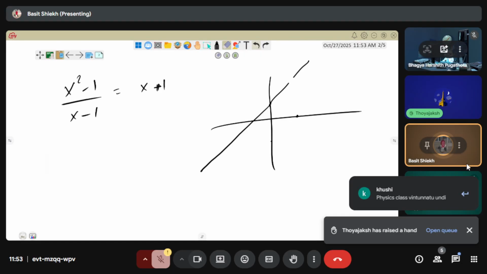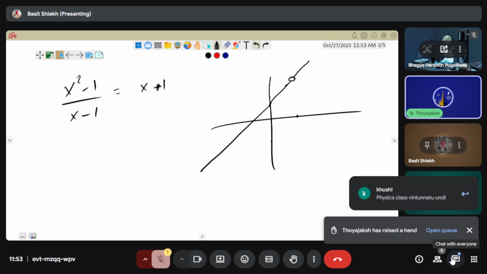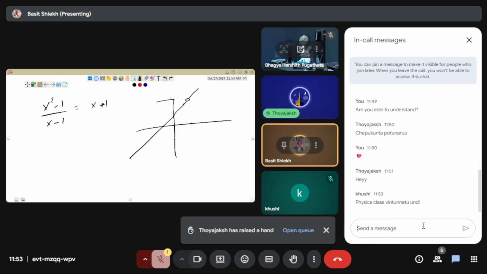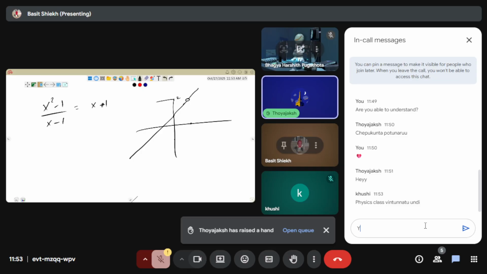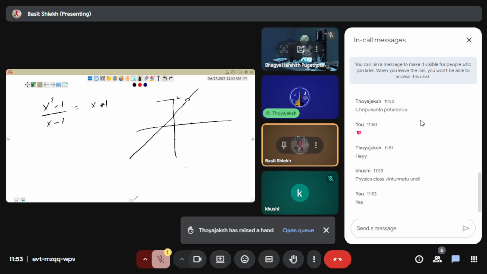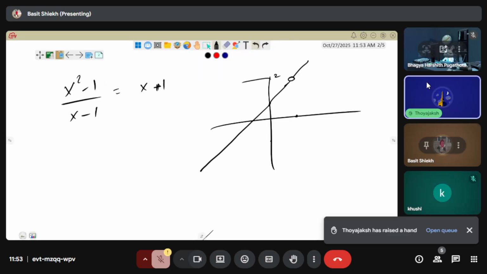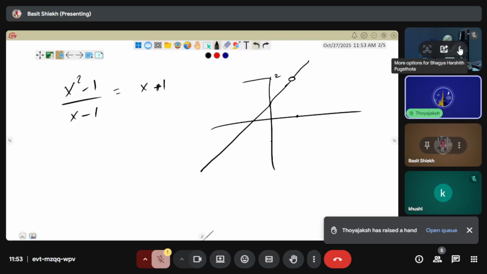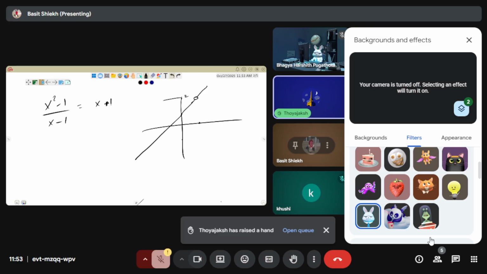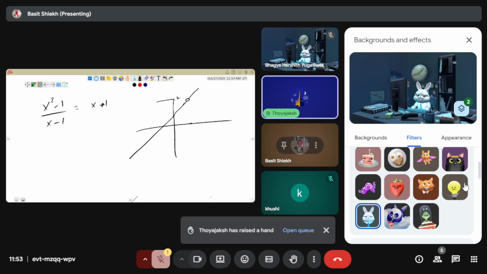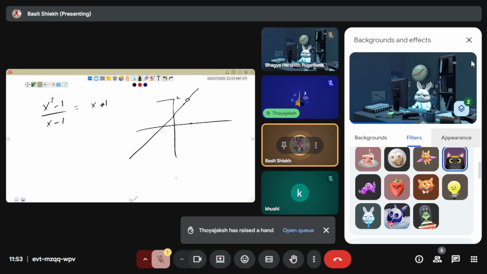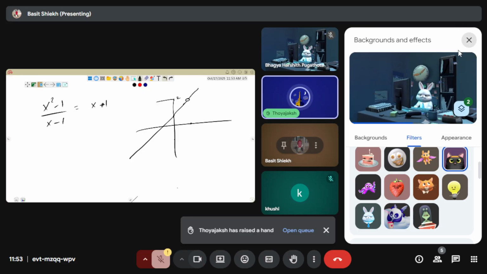Now what do we have to find? We have to find the kinetic energy at this point. What is the kinetic energy? Kinetic energy is half of m v square.